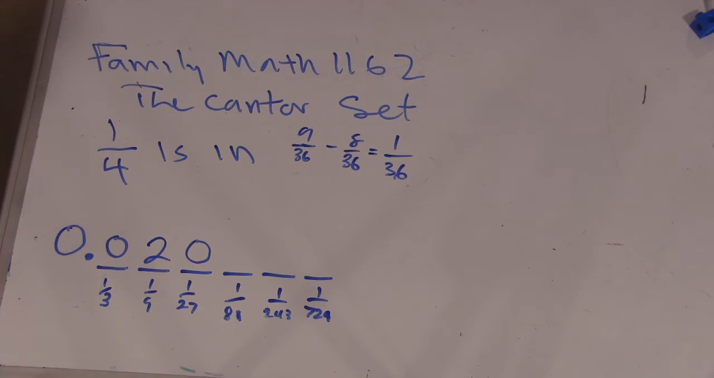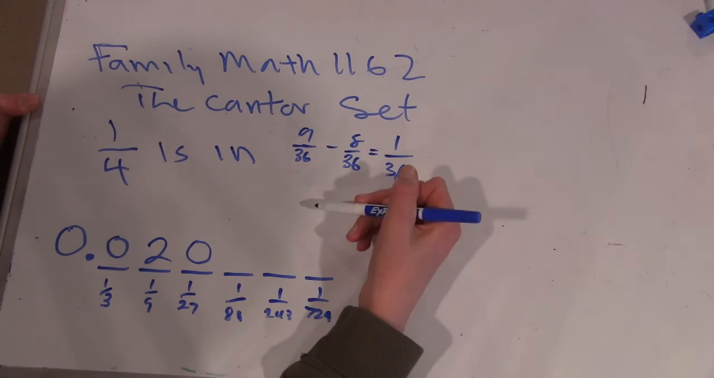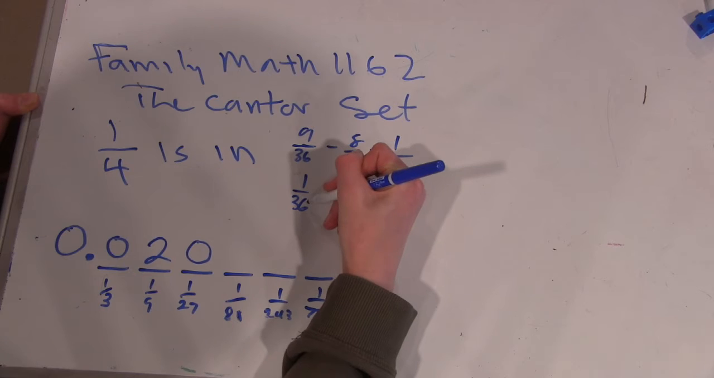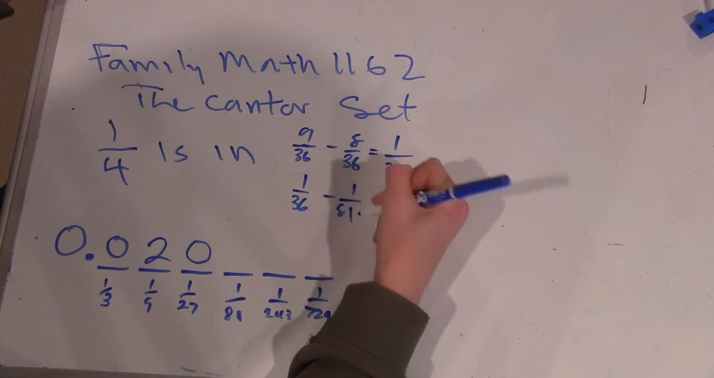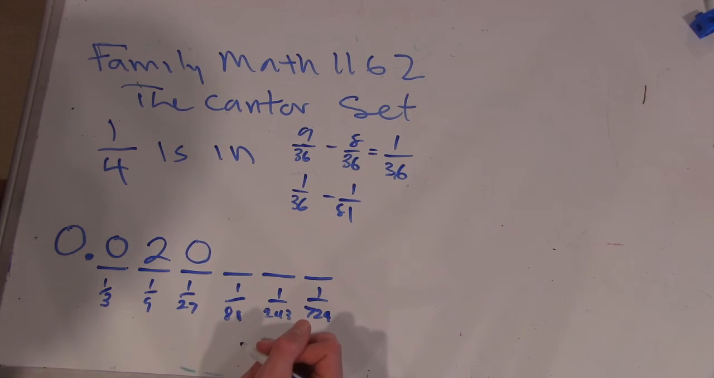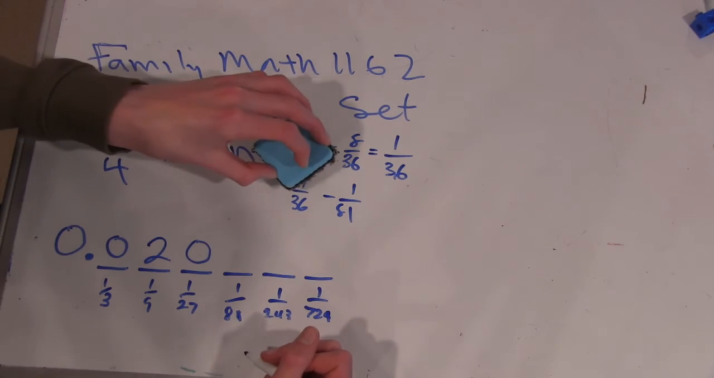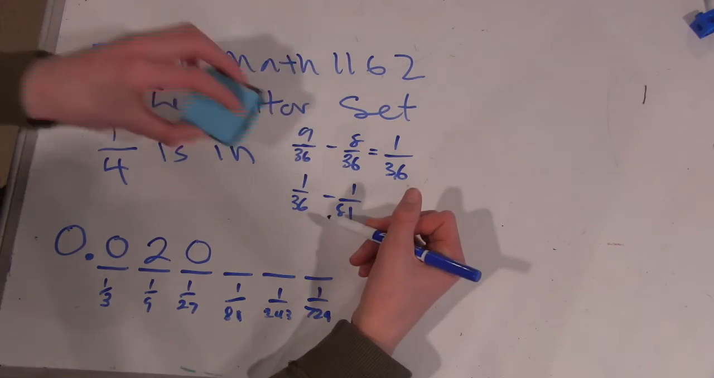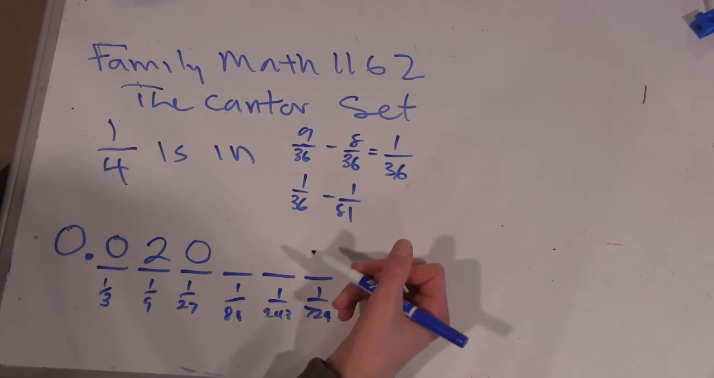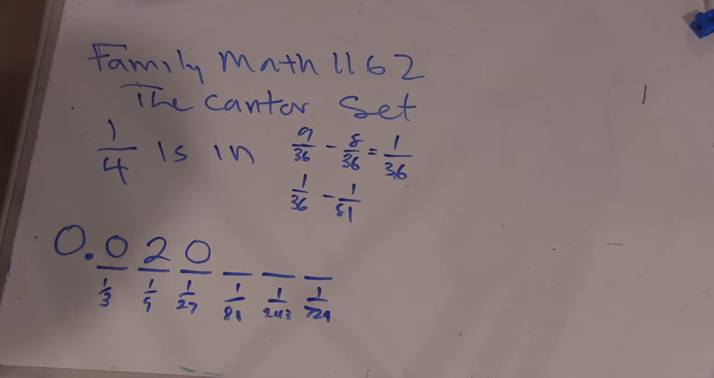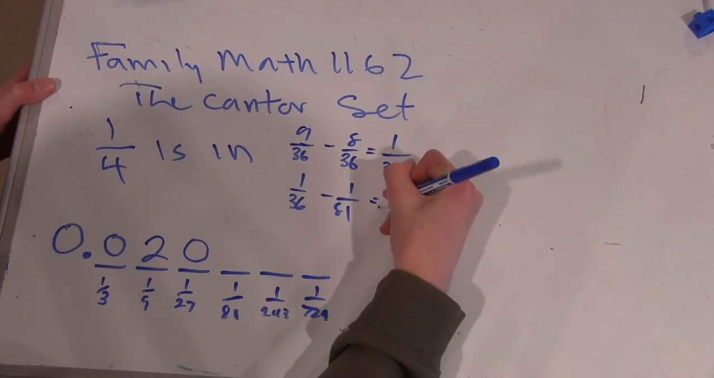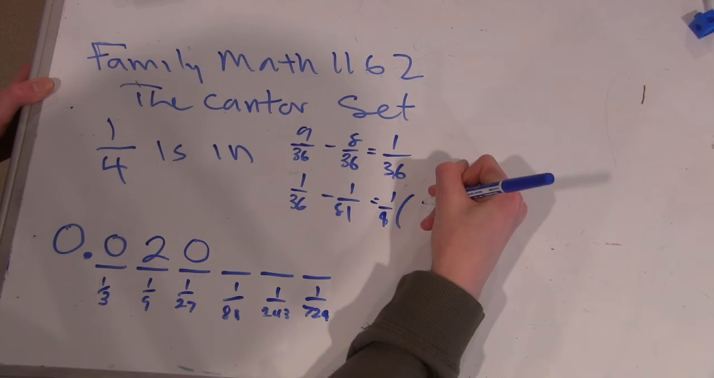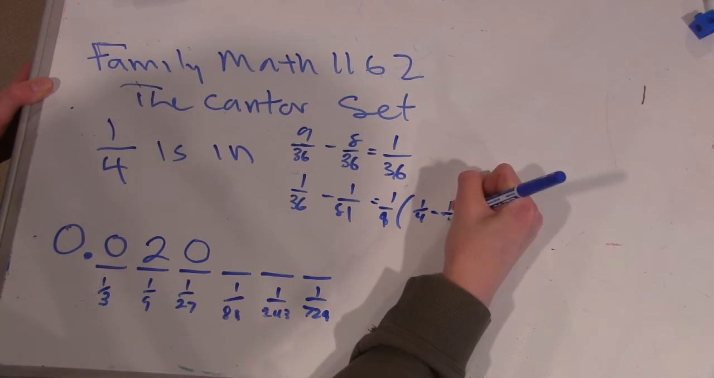So maybe we can just try taking out 1 first. So, 1/36th minus 1/81st. To get a common denominator, we need to multiply by 9, so 36 times 9. Why don't you factor out a 1/9th? So you could call this 1/9th times 1/4 minus 1/9th. That'll make the calculations a little easier for you.